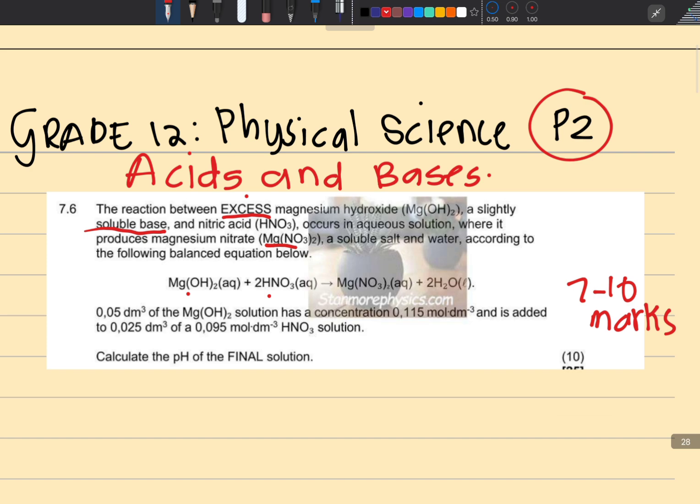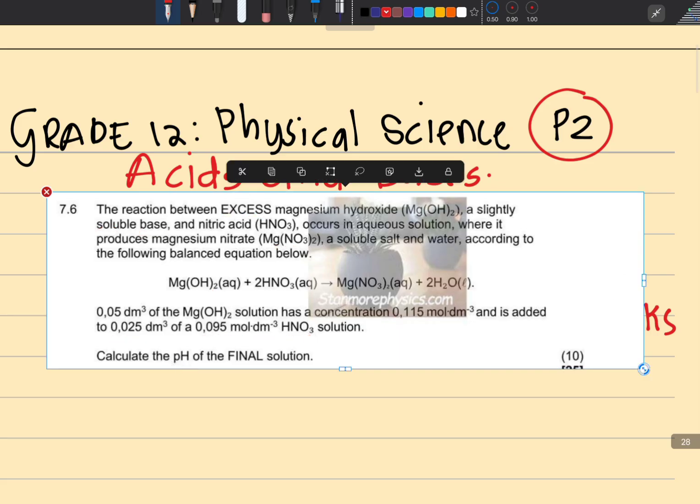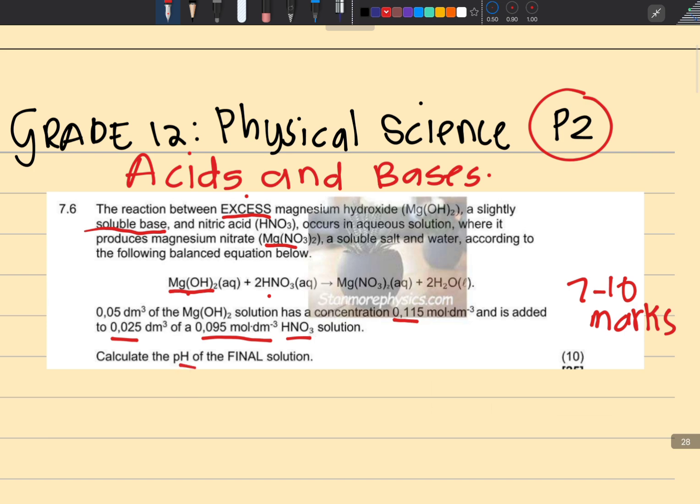Then they further tell us that 0.05 dm³ of this magnesium hydroxide solution, with a concentration of 0.115 mol/dm³, is added to 0.025 dm³ of 0.095 mol/dm³ nitric acid solution, and they want us to calculate the pH of the final solution, and this is worth 10 marks.